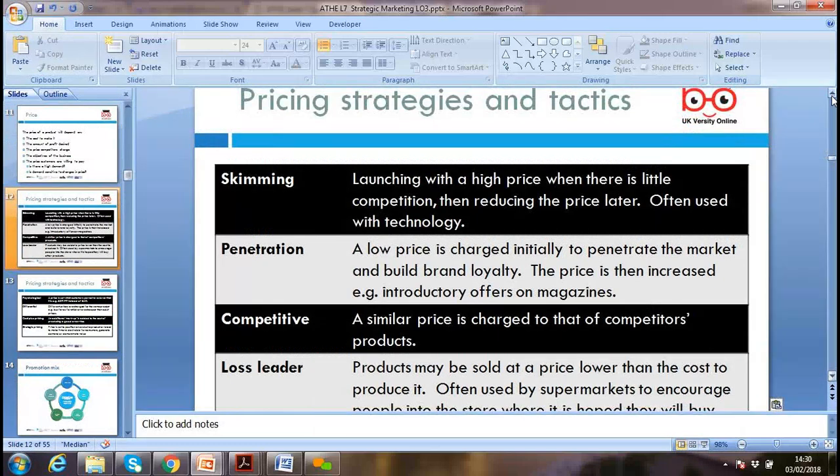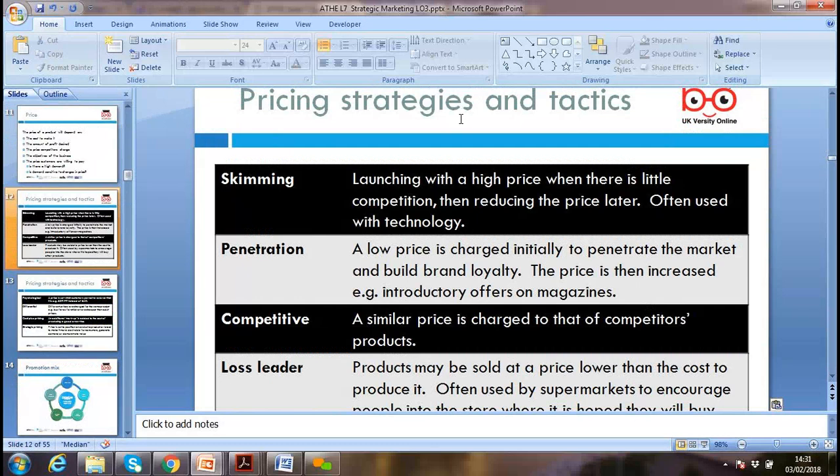Skimming is where we charge a high price. If we have a very high value brand, we could charge the high price. If we charge a low price for a high quality product, the customer will perceive that we are delivering a low quality product. So we need to make sure we deliver and charge the right price for the right product at the right time.